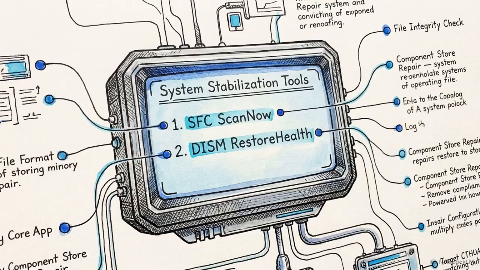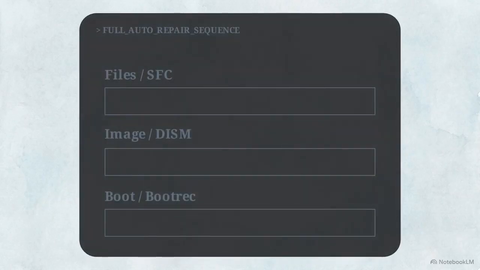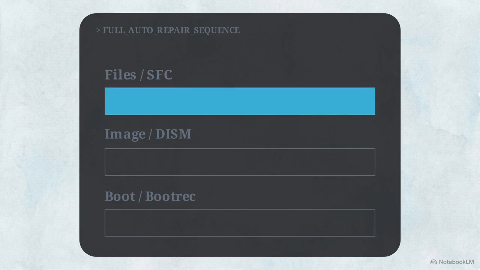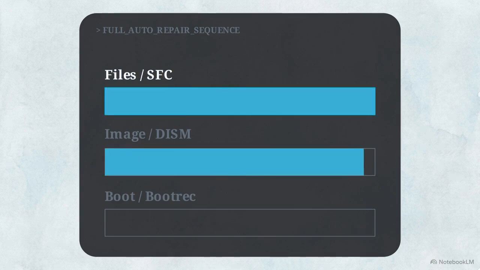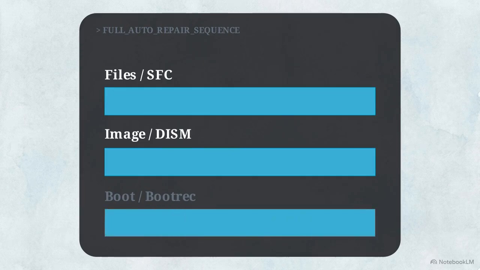Module 3, Windows Repair, is designed to address operating system instability and corrupted system files. The full auto repair follows sequential logic, verifying system file integrity before moving to the component store for image servicing. This process validates the OS from top-level files down to the foundational boot record.